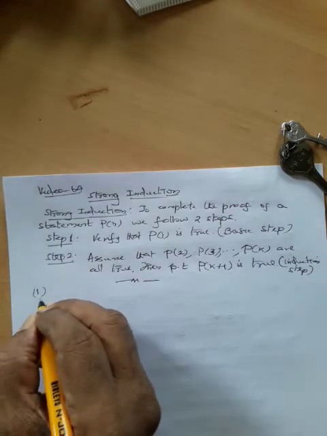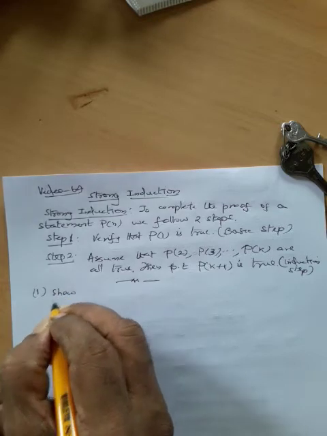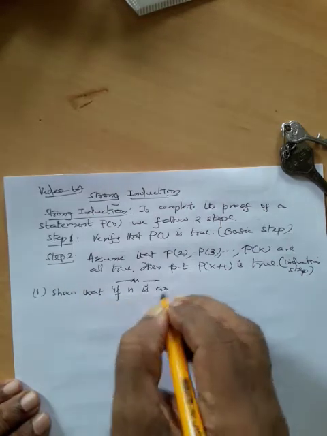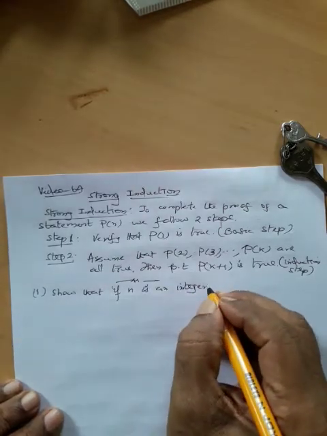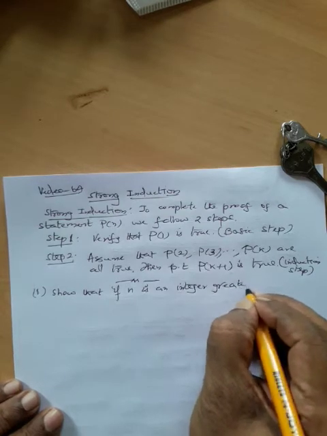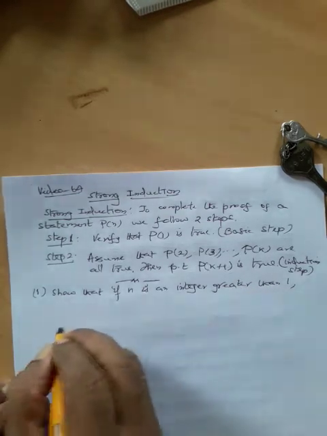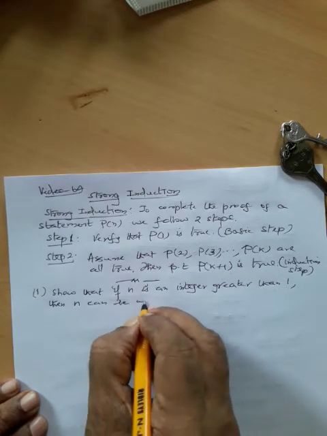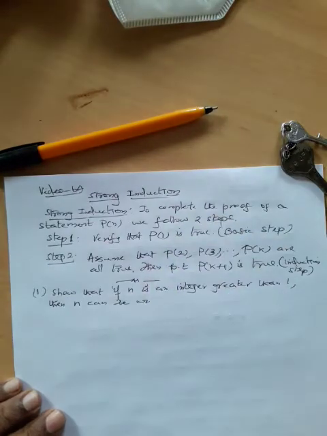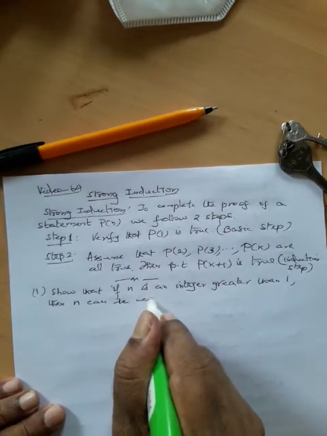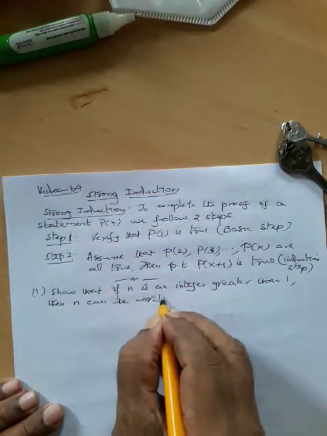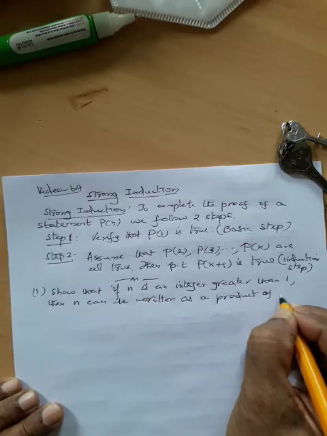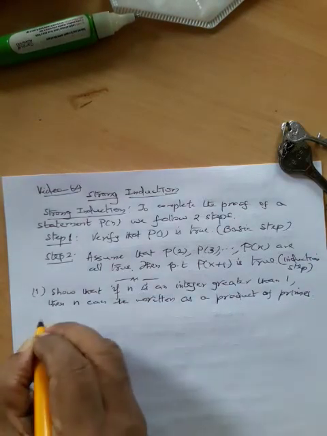So we solve one problem. Show that if n is an integer greater than 1, then n can be written as a product of primes. Proof.